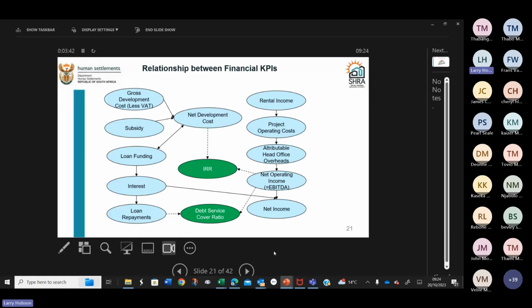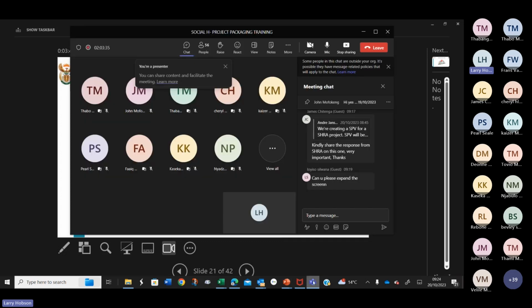Do you have any questions about this diagram? Does everybody understand how it works? If you have any questions, please raise your hand or put it in the chat. Well, that's wonderful. So everybody understands it. That's very good.